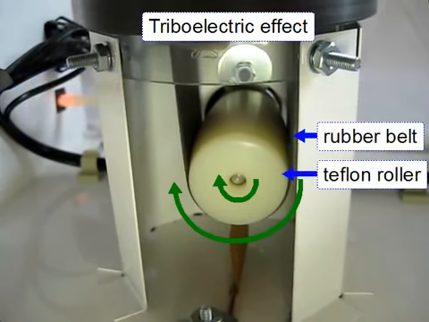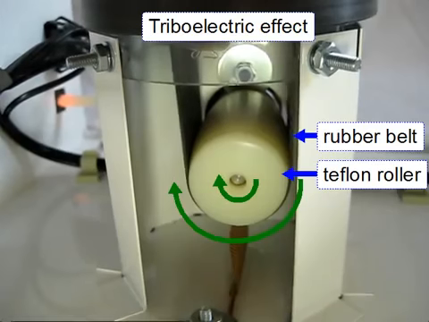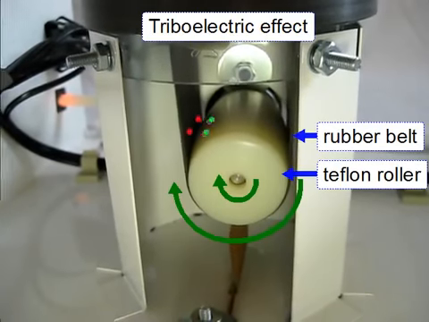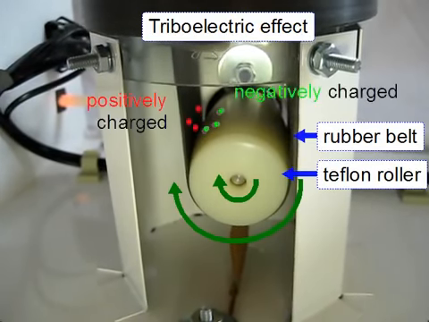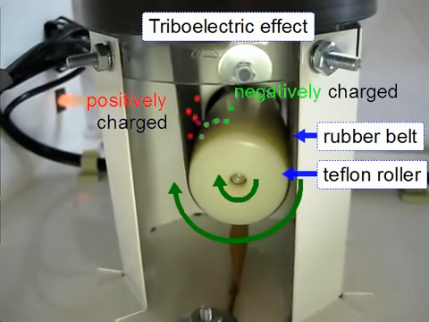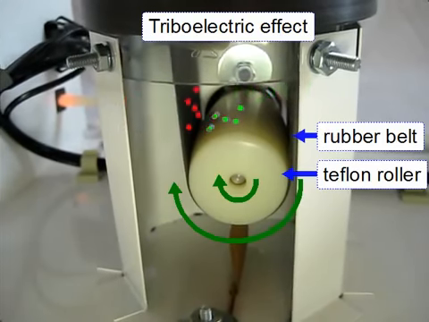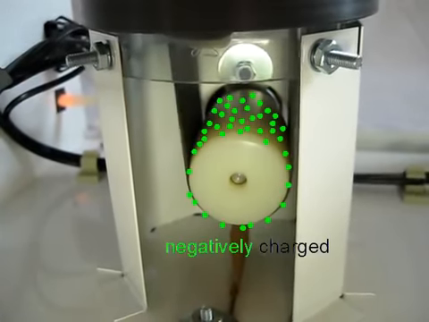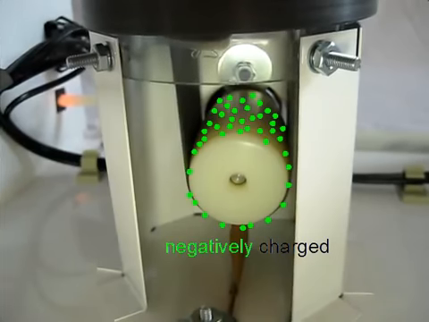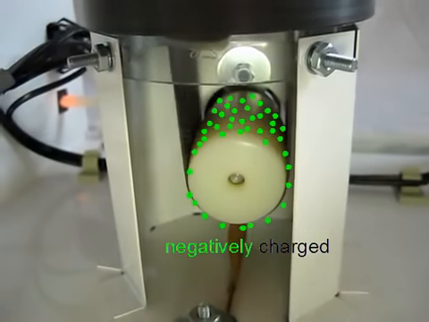Because this roller is Teflon and this belt is rubber, due to the triboelectric effect, electrons on the belt will move to the roller. This means the roller will become negatively charged and the belt will become positively charged. We now have what we need for the next step, a charged roller, and in this case, one that's negatively charged.